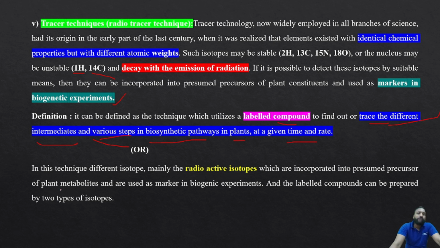Clear? We can also define this technique by the different isotopes, mainly radioactive isotopes, because radioactive isotopes decay with emission of radiation, and these are incorporated into presumed precursors of plant metabolites and used in biogenetic experiments. The labeled compounds can be prepared by two types of isotopes. You should understand what an isotope is, what the types are, and what the role of these isotopes is in investigating biogenetic studies.